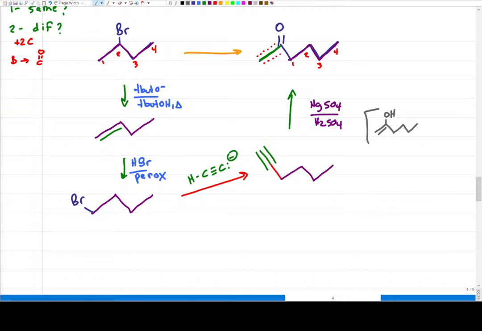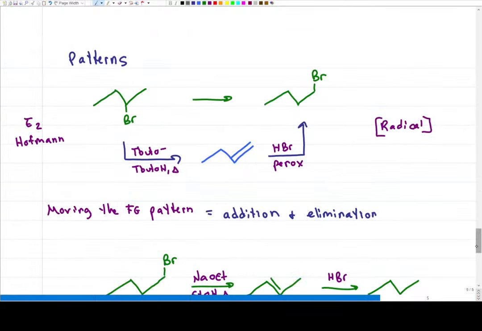So right now we have an enol, an alkene and an alcohol on the same carbon, not something that we can isolate because it'll automatically undergo keto-enol tautomerization and give me the final product. All right, so let's see what other patterns we can focus on, because if you have the patterns understood, as soon as you recognize the pattern has to happen, you will be good to go. I already showed you the pattern of moving the functional group.